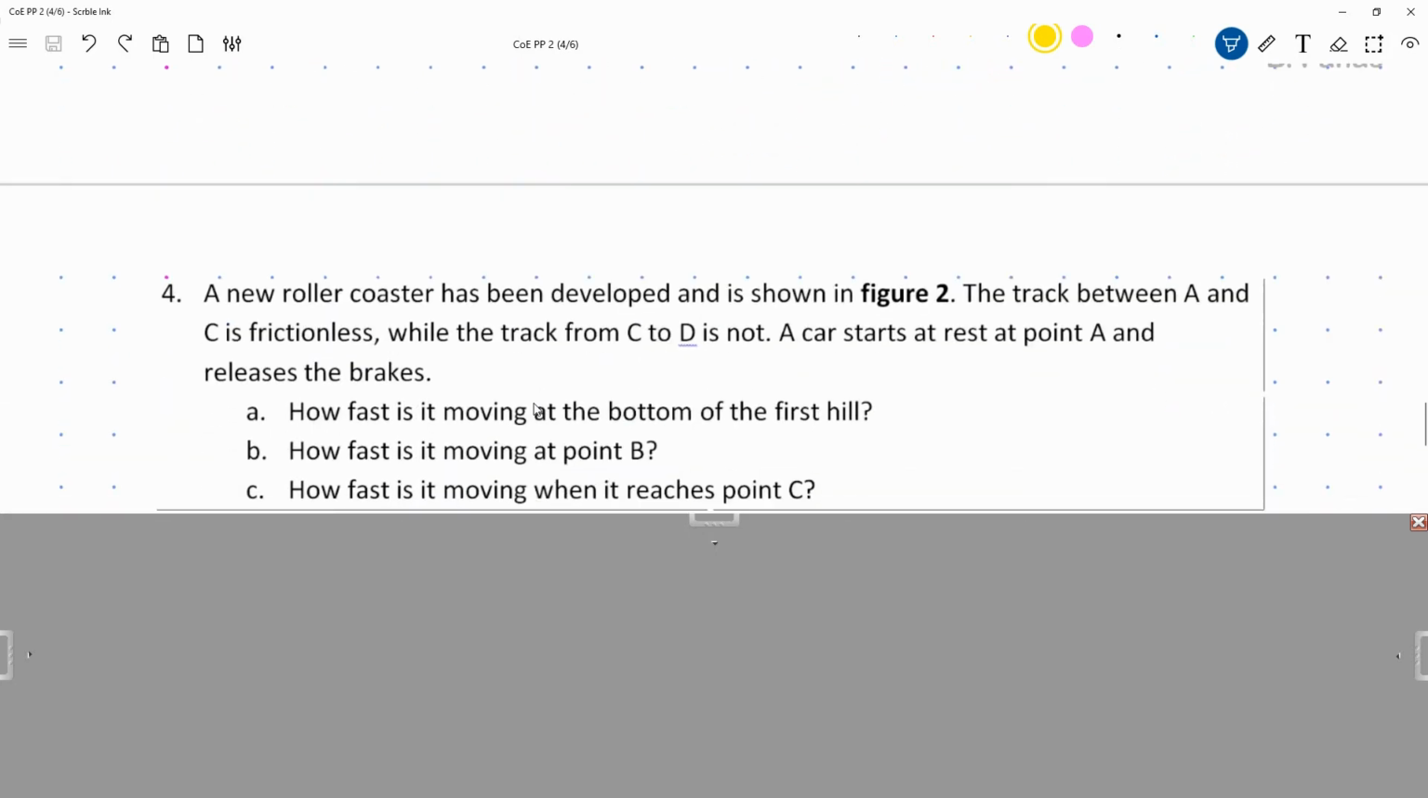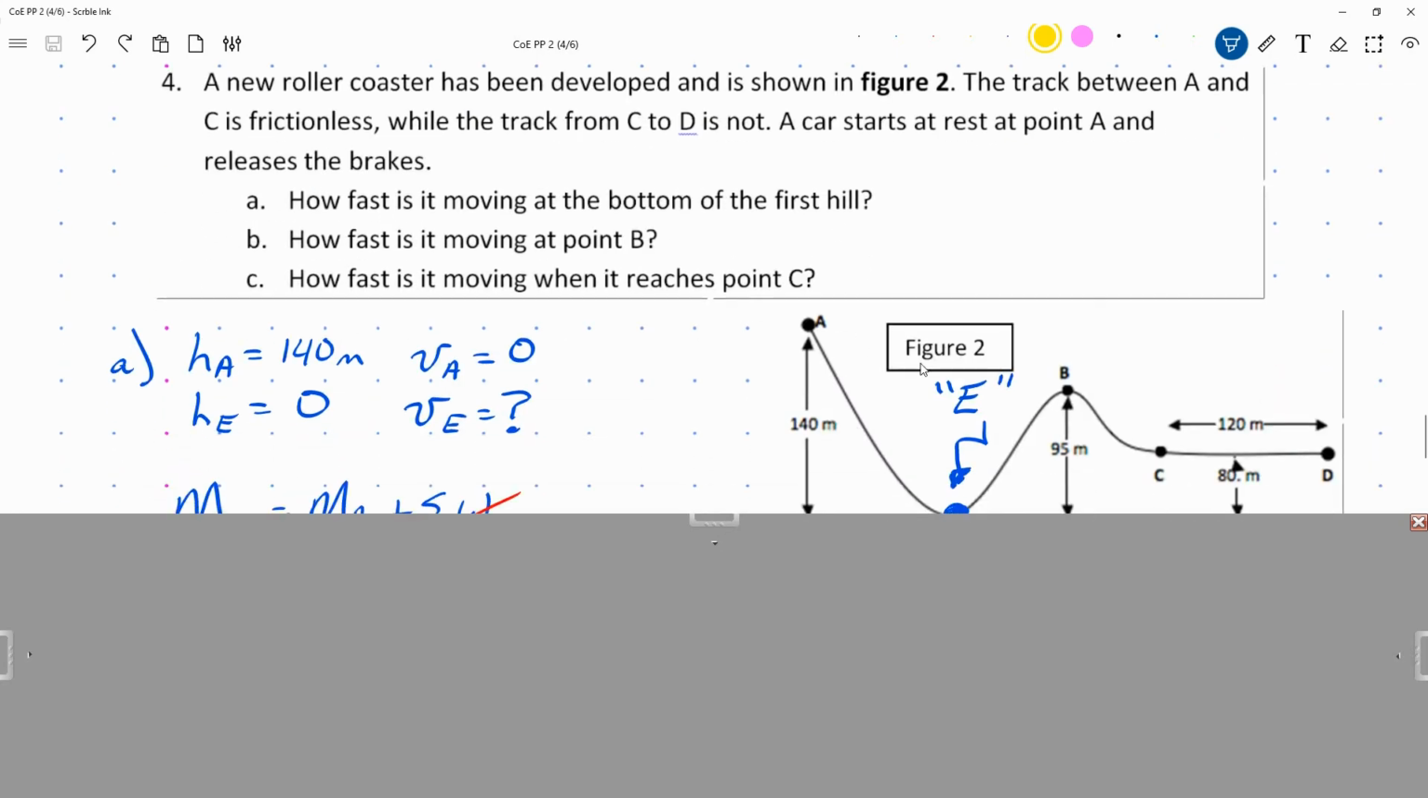Okay, moving on to number 4. A new roller coaster has been developed. It's shown in figure 2, which is coming up right away. I'll get it on there. The track between A and C is frictionless.